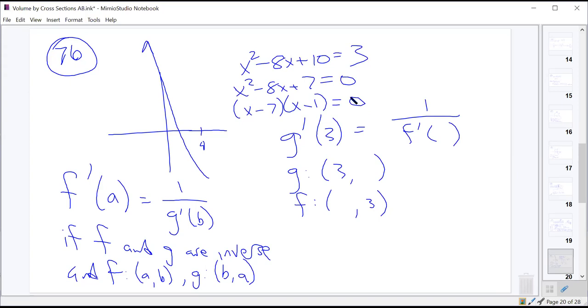And we'll see that that happens at x equals 7 and x equals 1. And since we're talking about the left half of the parabola, the left half would be the half with x equals 1, not the half with x equals 7. So this is the point 1, which means we're looking for 1 over f prime of 1. Everybody at home good with that so far?